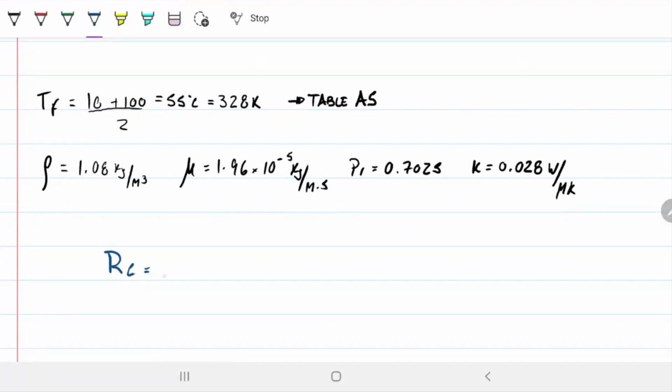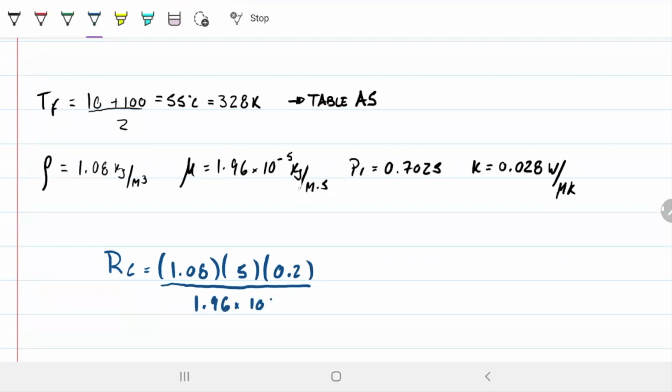So my Reynolds will be my density, it'll be my velocity of 5, the length of this guy is 20 centimeters, so 0.2 meters, and this is 1.96 10 to the minus 5. So I got 5.5 times 10 to the 4th. Turbulent or laminar?